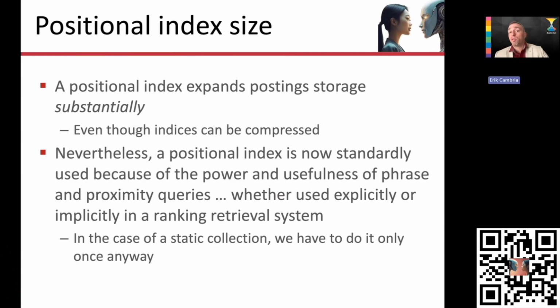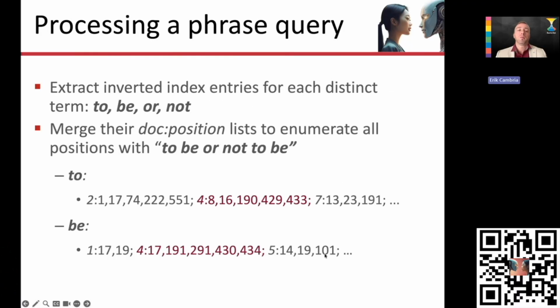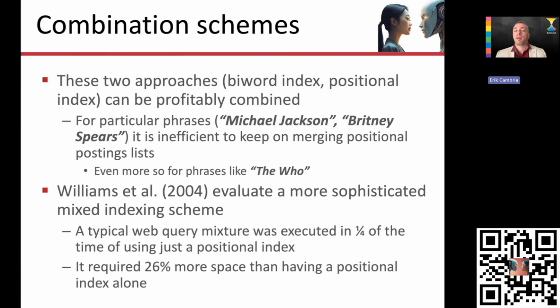The problem with a positional index is also that it occupies a lot of space, right? Because for every word, you have to save all this information. So people look at combination schemes where you use, for example, a biword index for specific named entities, like names of people or names of products, titles of books, movies, and so on. And for the rest, you use positional indexes.